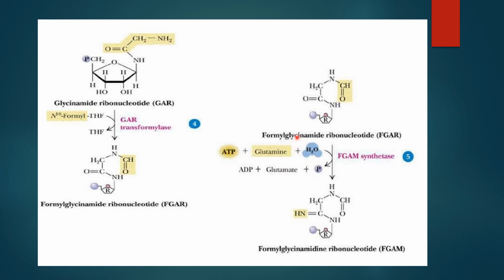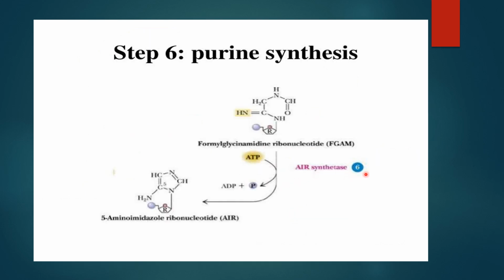In the fifth step, the amino acid glutamine is converted into glutamate, which transfers the amide group to form formylglycinamidine ribonucleotide, catalyzed by the enzyme synthetase. Again, energy is utilized, as ATP is converted into ADP plus inorganic phosphate. In the sixth step, the imidazole ring of the purine is closed in an ATP-dependent reaction to yield 5-aminoimidazole ribonucleotide, catalyzed by the enzyme synthetase. Again, energy utilization takes place.